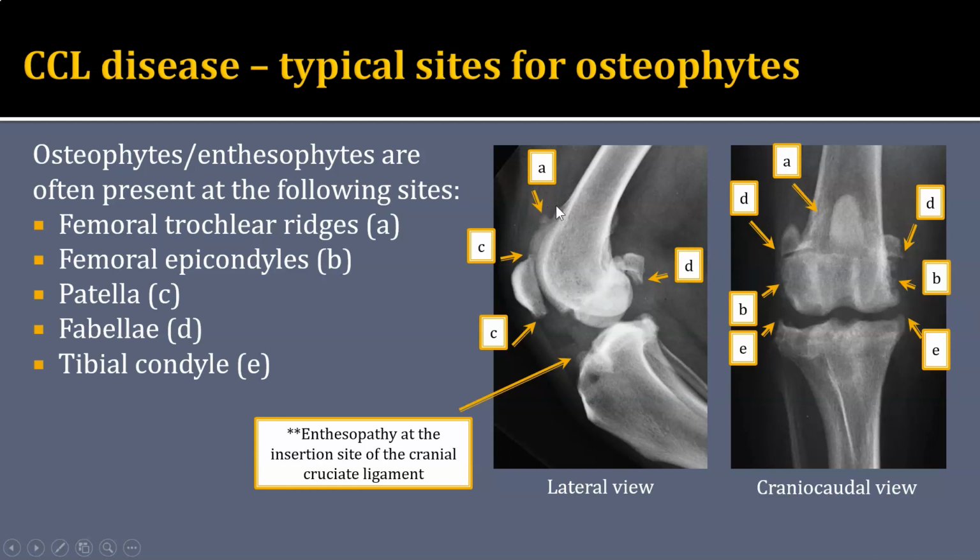So areas of osteophytes on the lateral and the craniocaudal view where we'll look. First of all, the femoral trochlear ridges. This patient has some osteophytes on the proximal part. We'll look on the patella proximally and distally. So notice there is projection of new bone. So that's our periarticular osteophytes.